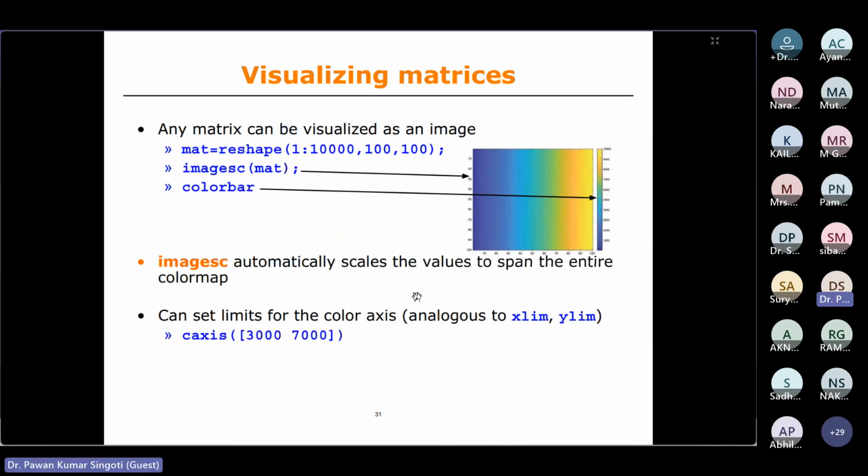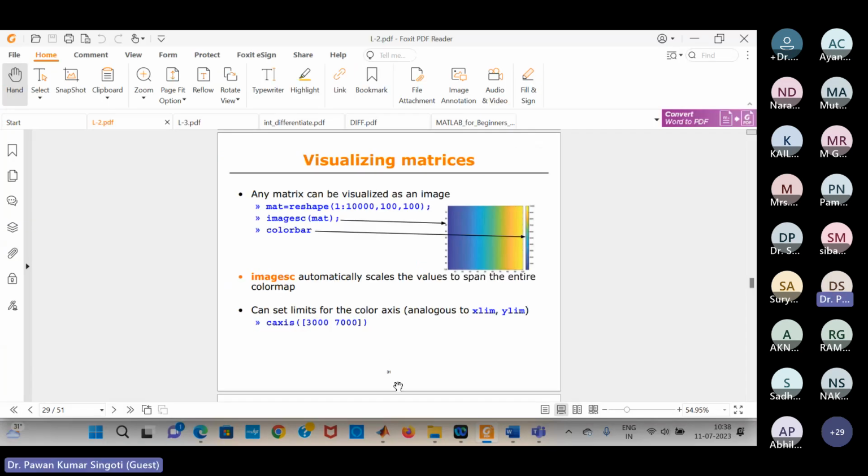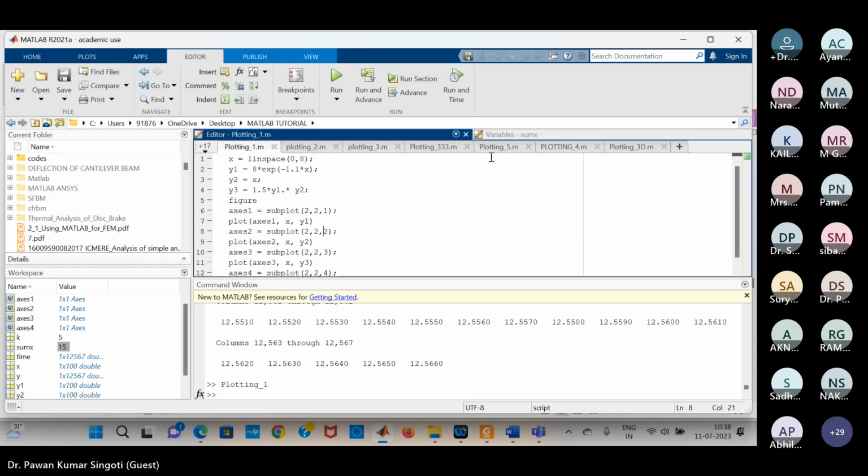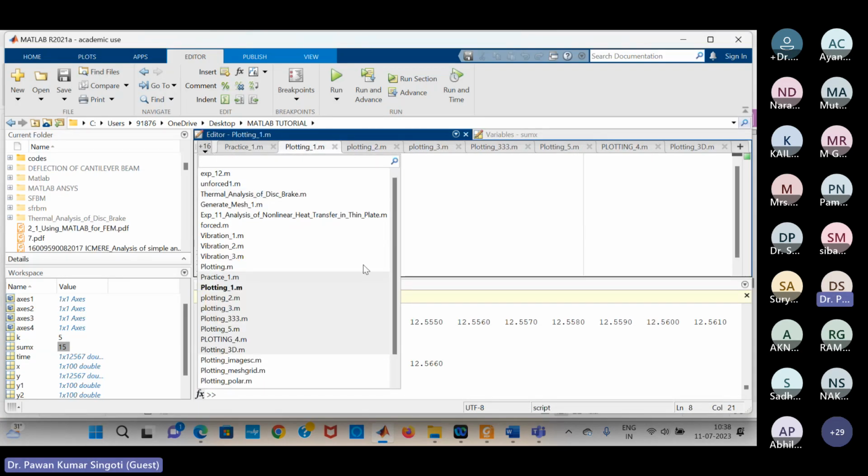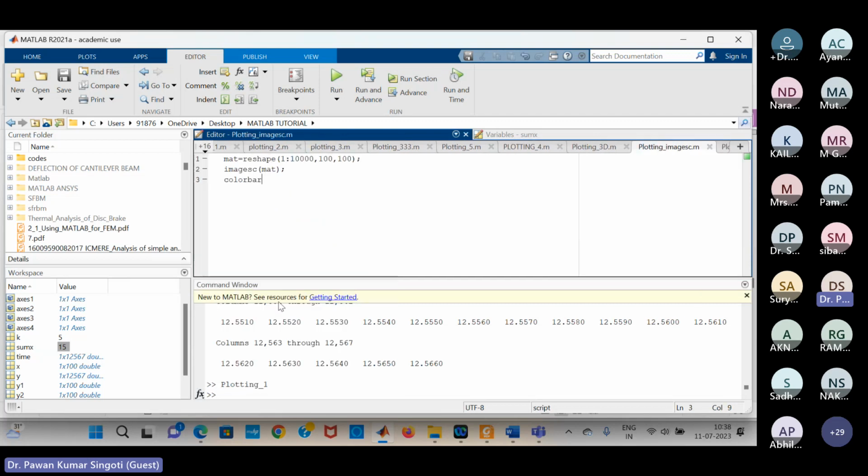Now, images and surface plots. As you can see, visualization of matrices. Matrices can be very big in size, so sometimes it is not possible to get a better illustration of these in x comma y or x comma y comma z. So sometimes this visualization of a matrix is possible with the command imagesc, which can be used for this visualization purpose. I'm showing you imagesc, this one.